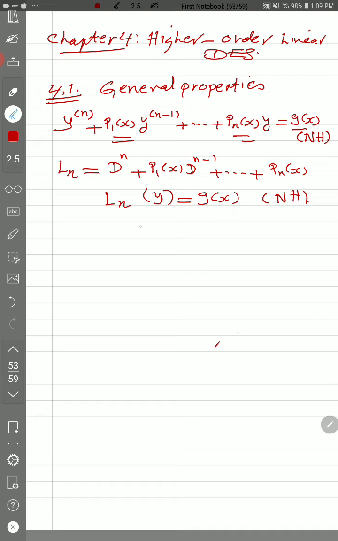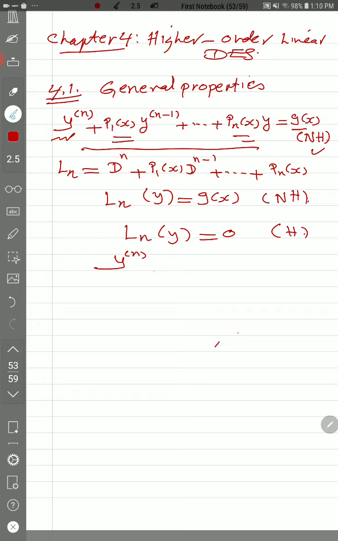The homogeneous equation is when you put g of x equal to 0. So we keep our standard form. If we have any coefficient in front of the leading term, we need to divide by it and put the equation in this standard form. So this is the homogeneous differential equation, plus Pn of x y equal to 0, the same as above. So let's deal with Ln of y.